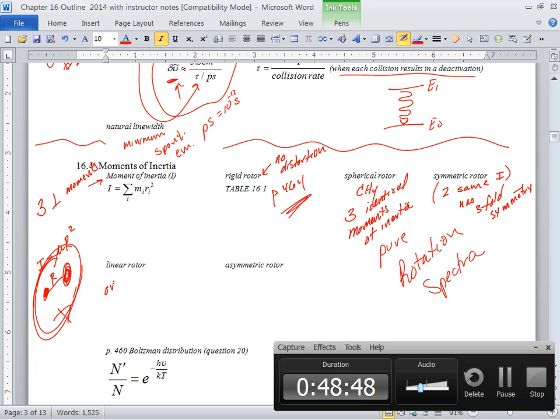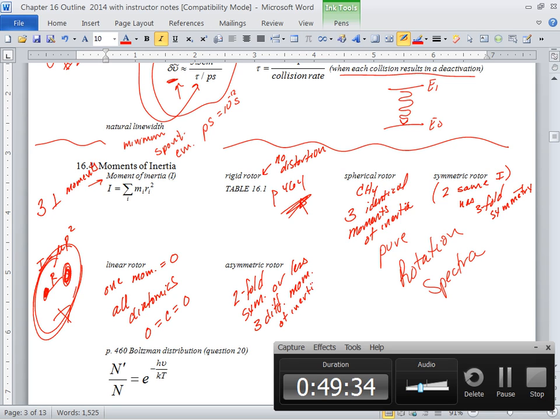If you have 1 moment of inertia equal to 0, that's a linear rotor. All diatomics are linear rotors. Asymmetric, 2-fold symmetry or less. Again, I don't know if that's going to help you much, but that's 3 different moments of inertia. So all I'm doing is pretty much writing down the main ideas from page 464, table 16.1.